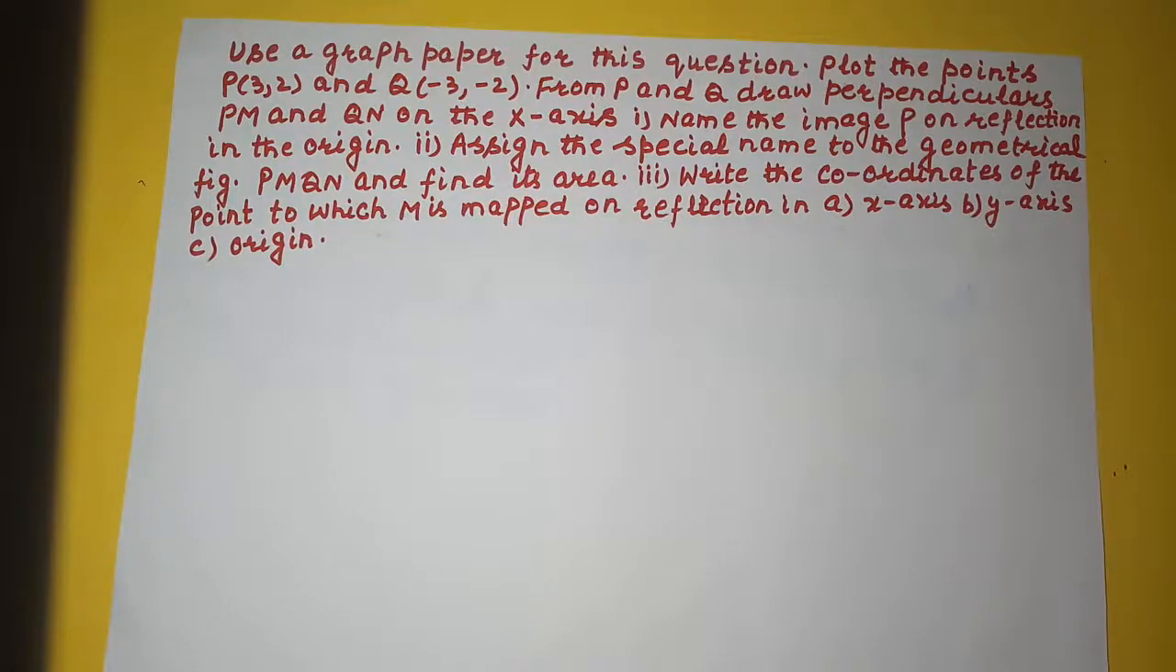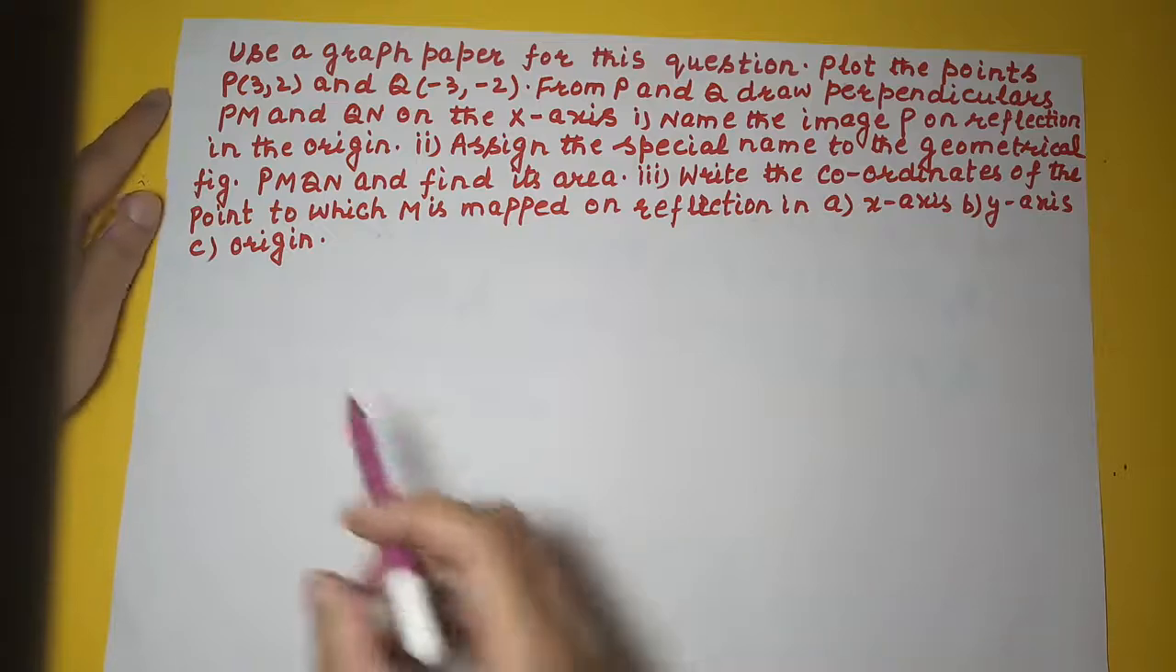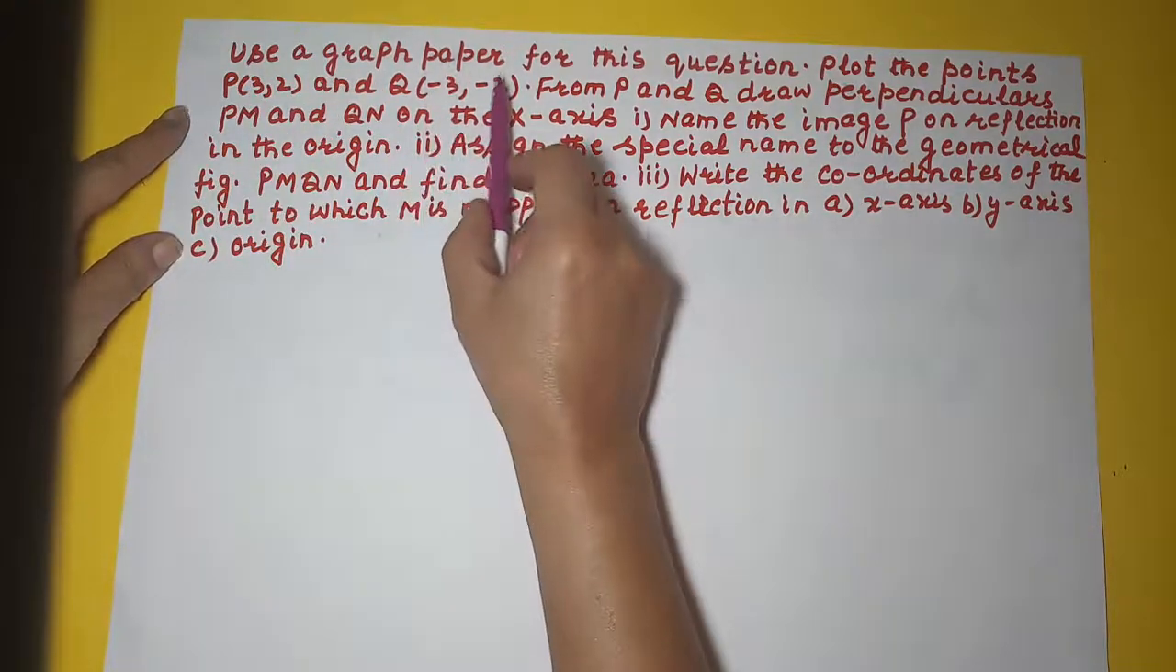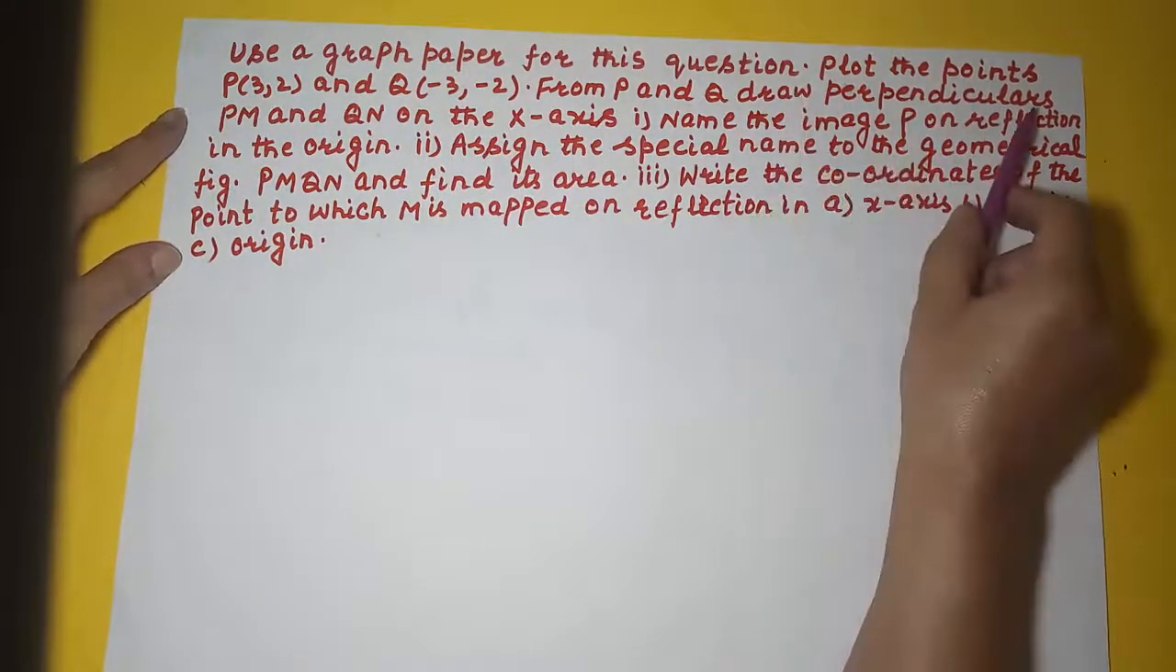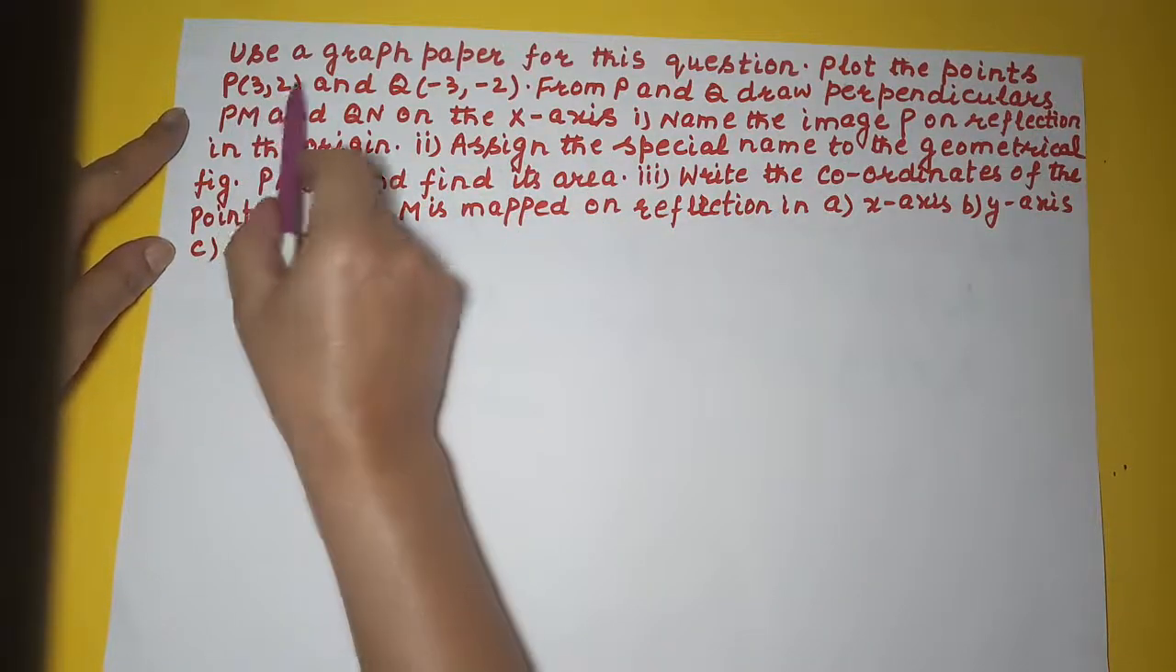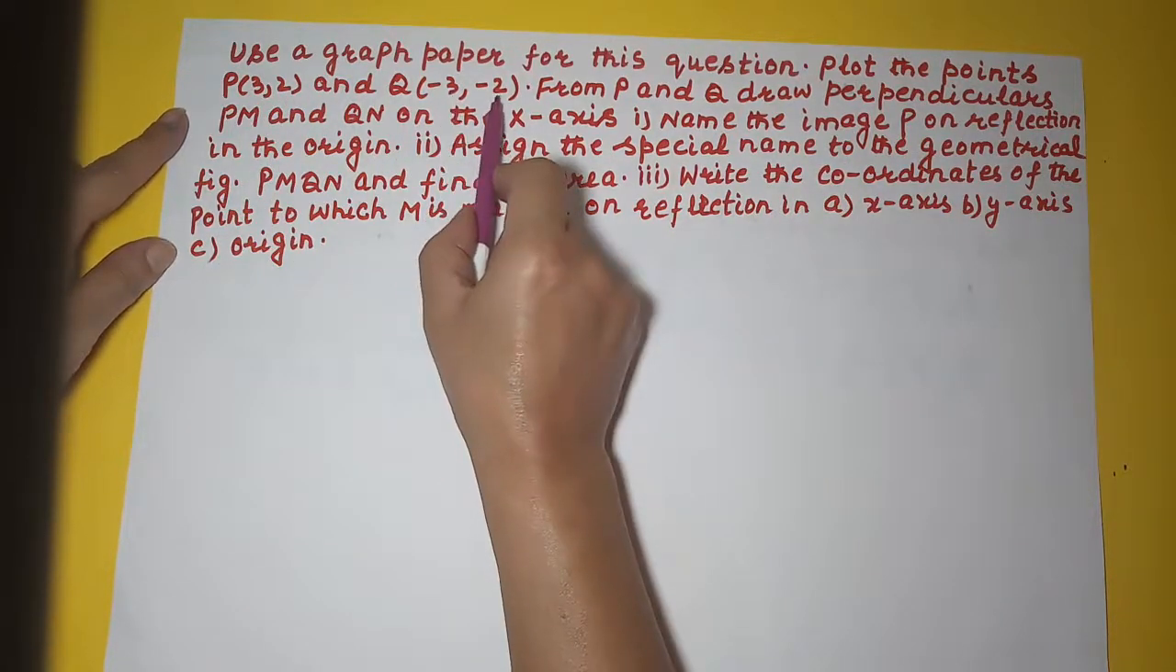We are continuing with the reflection in this video. We are given a question. Use a graph paper for this question. Plot the points P (3, 2) and Q (-3, -2).